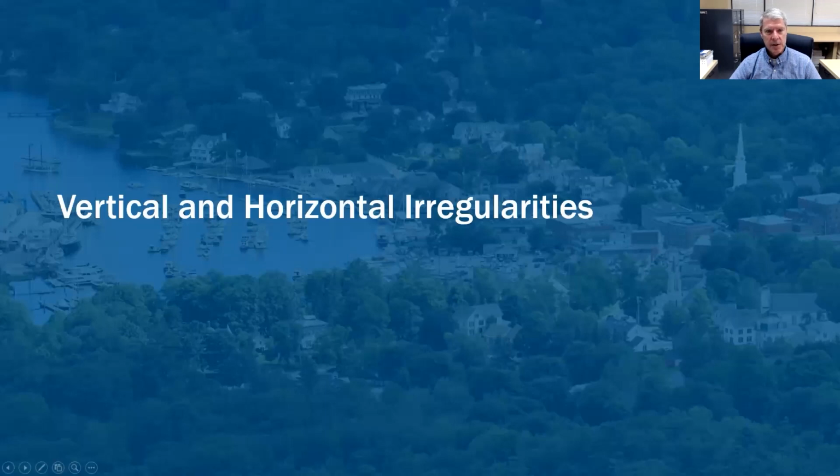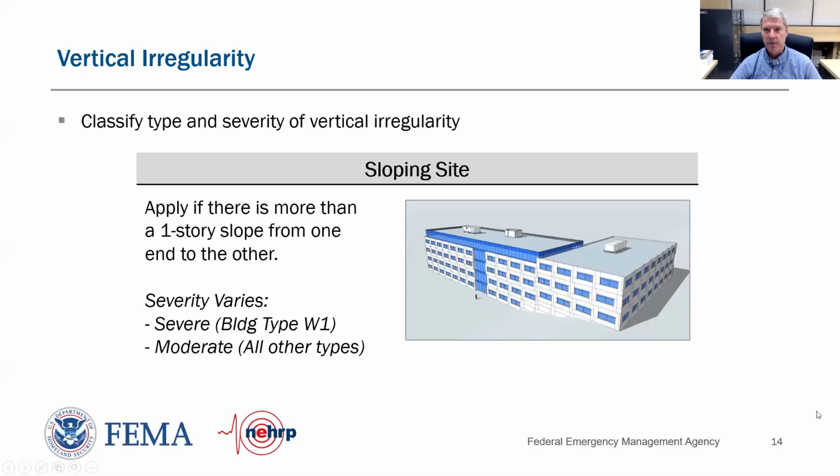Let's transition to looking at our vertical and horizontal irregularities, which are our first modifiers that we are to consider for our level 1 scoring. If we look at vertical irregularities first, we have a series of them that fall into this category. And in fact, vertical irregularities are noted as either severe, based on building type and the type of vertical irregularity, or moderate, so severe or moderate.